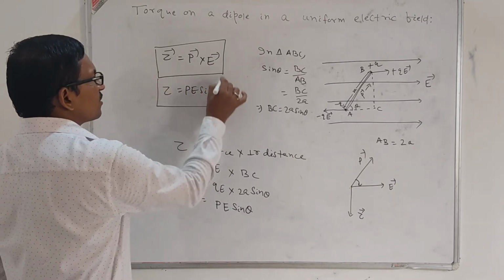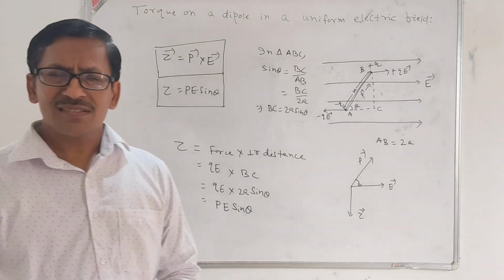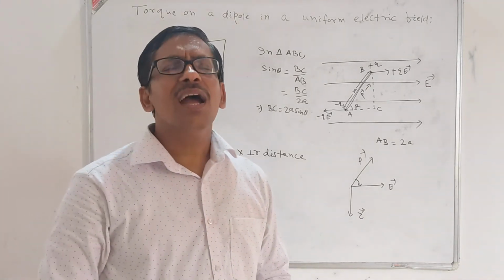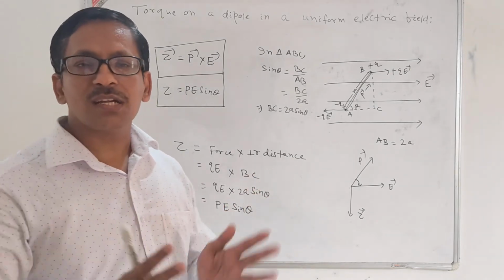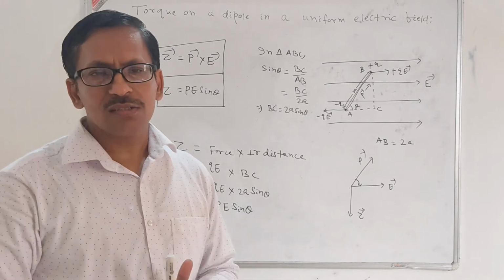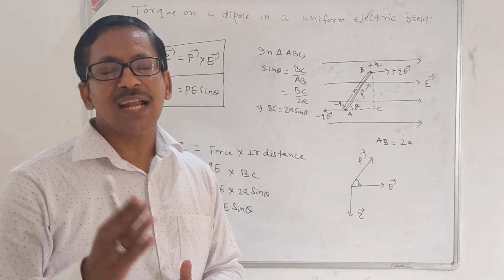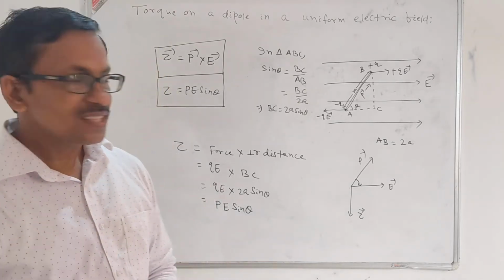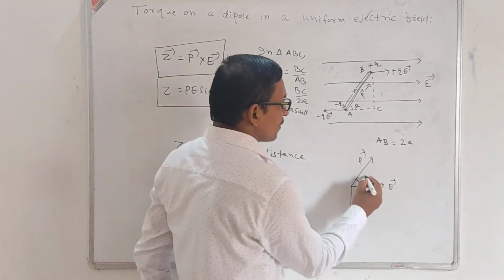That means the torque now depends upon the dipole moment, the electric field, and the angle between the dipole moment and the electric field. As it is a cross product, to know the direction of this torque, you can apply either the right hand thumb rule or the right hand screw rule. That I have shown in the diagram here. This is the direction of the dipole moment.